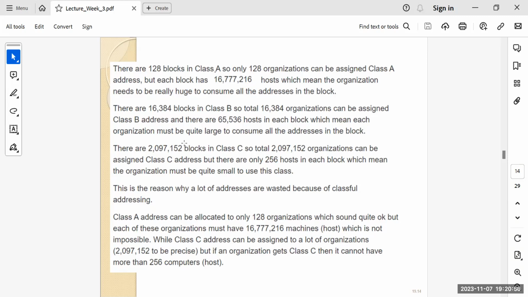Let's do a very important example. First, let us just summarize what we have just discussed, and then we will move on to the example. There are 128 blocks in class A. So only 128 organizations can be assigned class A address, but each block has this many hosts.